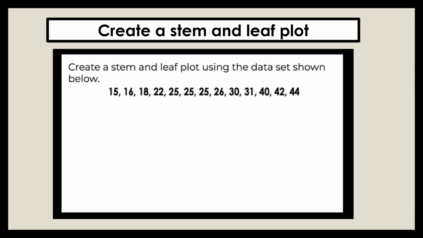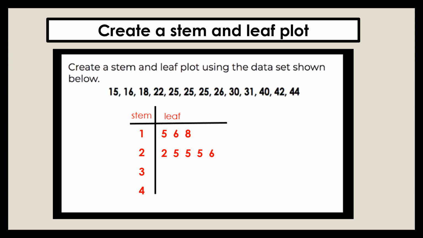Create a stem and leaf plot using the data set shown. It is currently in order. Make sure before you do your stem and leaf plot that all the data values are in order. Here's a T-chart. We have our stems on the left and the leaves on the right. They are all 2-digit numbers, so our stems will be the tens place and the leaves will be the ones place. Our numbers vary from 15 to 44, so our stems will be 1 for the tens, 2 for the 20s, 3 for the 30s, and 4 for the 40s.